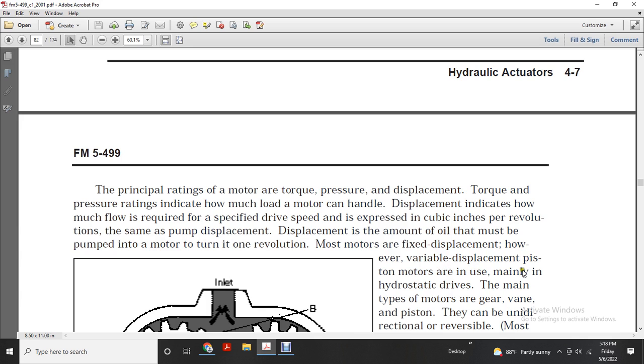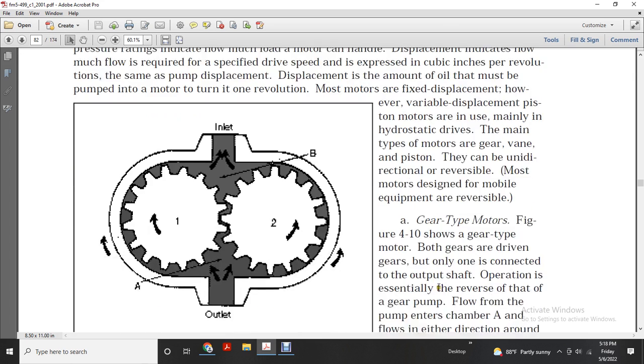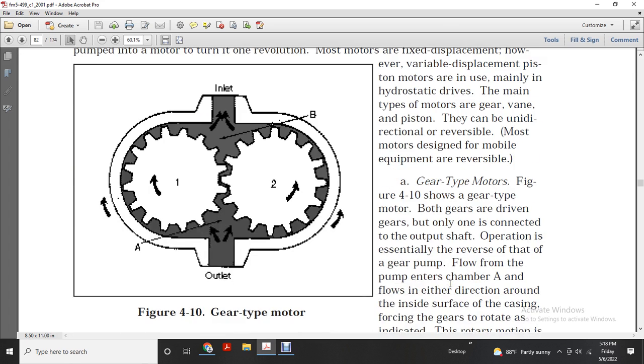Piston motors are used mainly in hydrostatic drives. The main types of motors are gear, vane, and piston. They are either unidirectional or reversible. Most motors designed for mobile equipment are reversible. Figure 4.10 shows a gear type motor with A and B, and 1 and 2 as the rotary shafts, and the inlet and outlet.